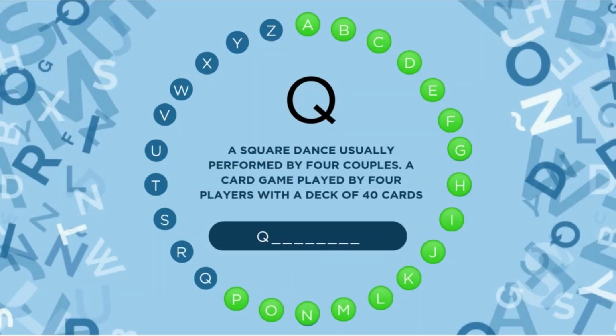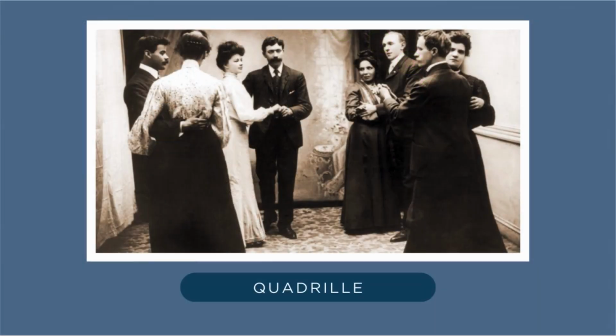Moving on to the letter Q, a square dance usually performed by 4 couples, or a card game played by 4 players with a deck of 40 cards. A little bit tricky, this one. And the answer, very well done if you got this, it was quadrille. Let me know in the comments if you managed to get the letter Q.